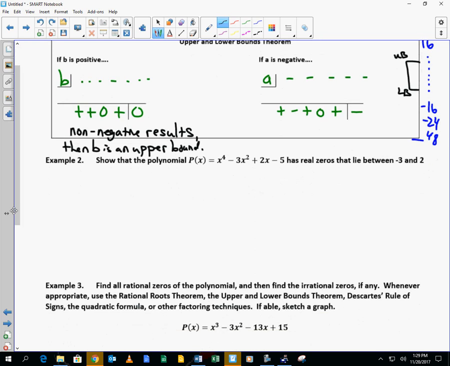So all I'm going to ask you to do to show that for your assignment today is this. We're going to show that this polynomial has zeros that lie between -3 and 2. That would mean this is an upper bound and this is a lower bound. The positive is going to be an upper bound, the negative is going to be a lower bound. So if I plug in 2, we got 1, 0, -3, 2, and -5.